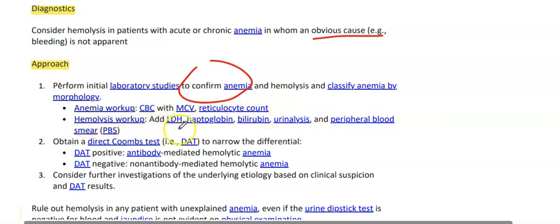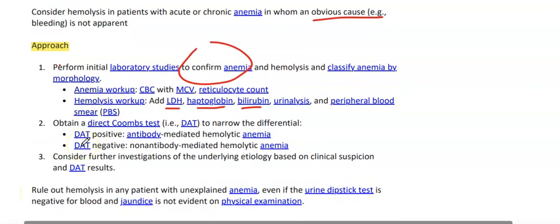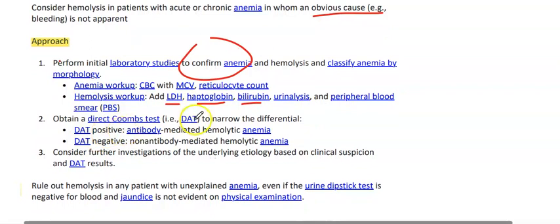Then we do the hemolysis workup, which will give us increased LDH, decreased haptoglobin, increased bilirubin, and we can also do urinalysis and peripheral smear. Then to narrow down the differential, we do the DAT, direct antiglobulin test, which is known as the direct Coombs test. If the DAT is positive, it means this is an antibody-mediated hemolytic anemia. If DAT is negative, it means it is non-antibody-mediated hemolytic anemia.